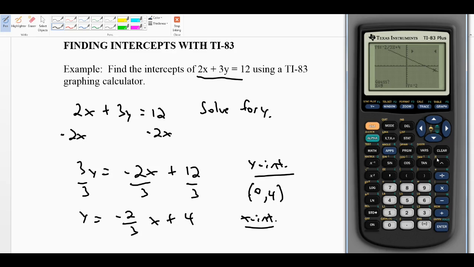I could just hit enter now, or I could move it to where it's close to it, just whatever you prefer to do. Sometimes it's safer to move it closer to it and hit enter. And it gives us the x-intercept, or the 0, which is 6, 0.